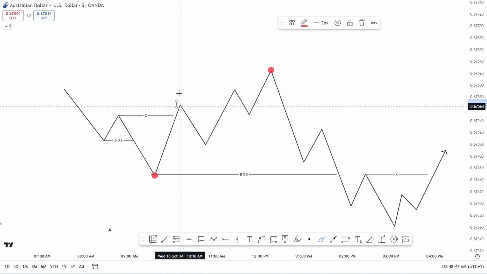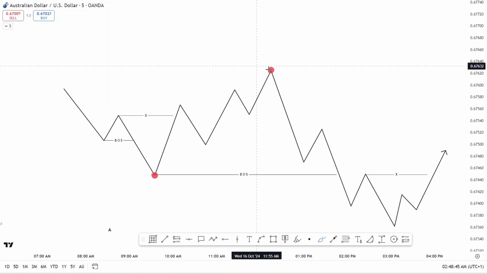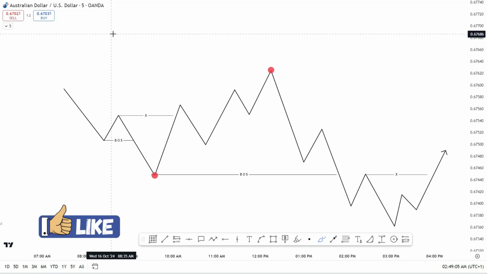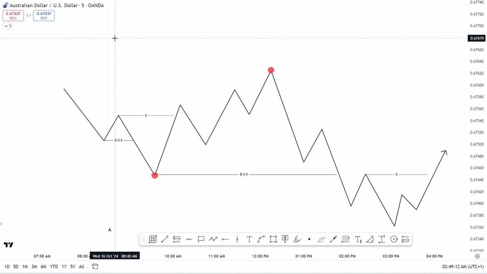Once inducement is taken, we have to look for structure shifts on the lower time frame. We can use various time frame combinations with this. You can use 5 minutes to 1 minute, 15 minutes to 1 minute, 4 hours to 15 minutes, or 1 hour to 5 minutes. In this video we are going to be doing 5 minutes to 1 minute, but make sure you have a mechanism of identifying the current trend. For instance, I have the KDRC which I use to identify my trend direction.